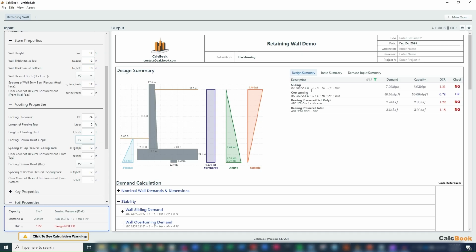So there we go. We got our overturning less than 1, which is what we want. And we're not going to worry about the sliding and the other ones. That will be for a different video. But we do want to just make sure that our overturning is less than 1, which it is now.